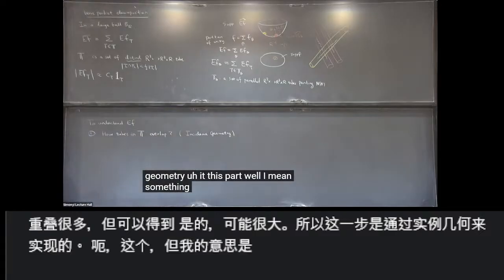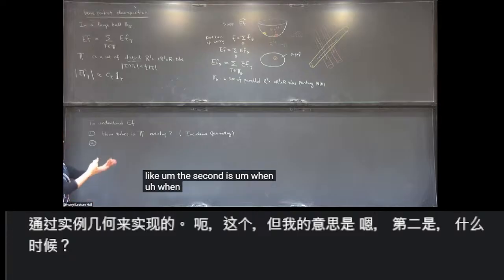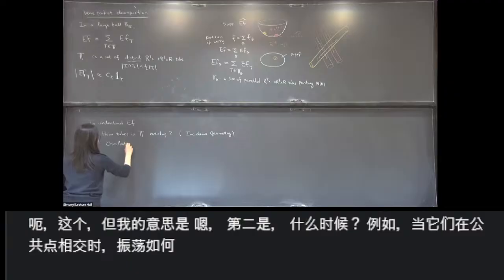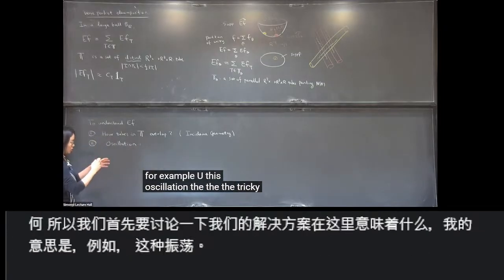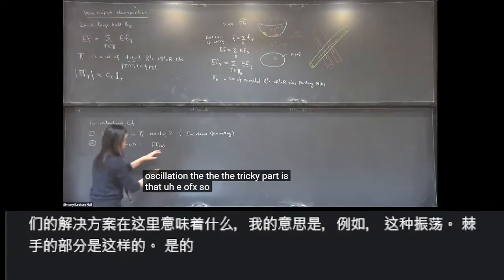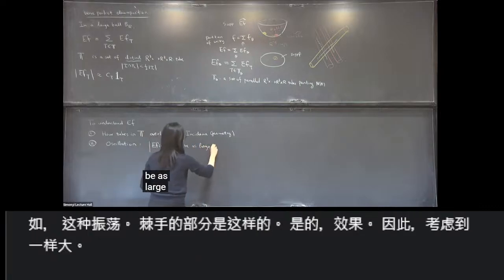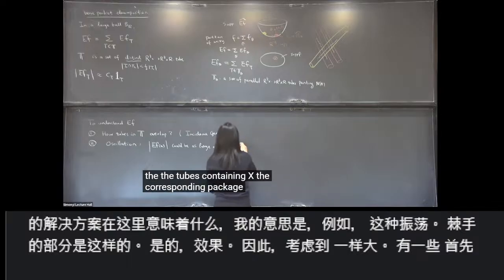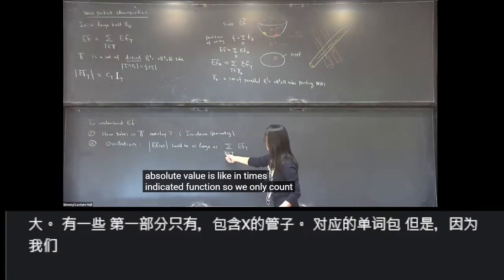This part, what I mean is something like this. The second is when they intersect, for example, at a common point, how the oscillation behaves. So we'll first talk about what oscillation means here. What I mean is, for example, this oscillation. The tricky part is that EF at X, given a point, could be as large as the sum over, first of all, only the tubes containing X, the corresponding wave packets matter, because we said that the absolute value is like a constant times an indicator function, so we only count the tubes passing through X.